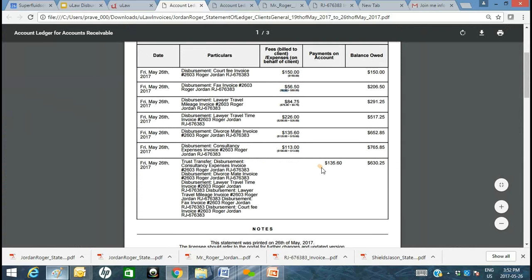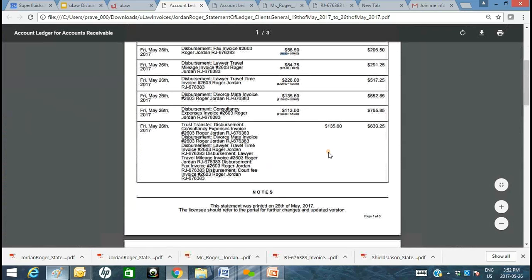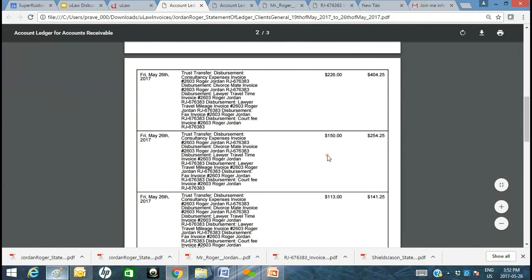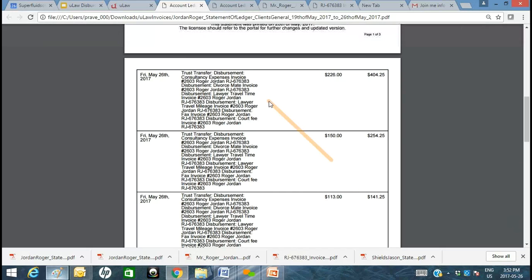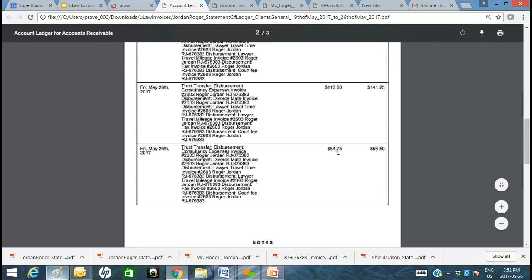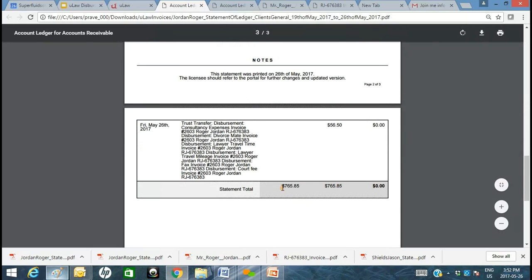All of that, it also highlights all the money that's come in. Okay, so through that trust transfer, money came in from that trust account and got into your general account, and that's being accounted for as well, giving you a balanced general ledger of $765.85 with no balance in the general.